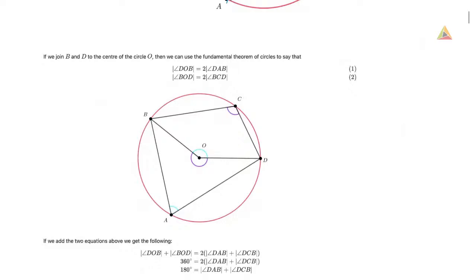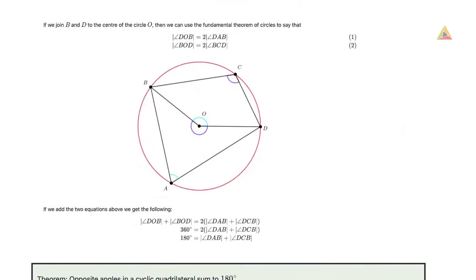Now we're going to have a look at the fundamental theorem of circles to show a basic proof. If we look at the angle DOB, highlighted in blue there, the angle DOB is equal to 2 times the angle DAB, which is this angle here. So what they're saying is that the angle DOB is equal to 2 times the angle DAB.